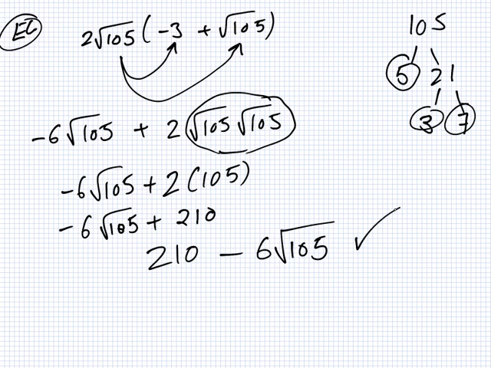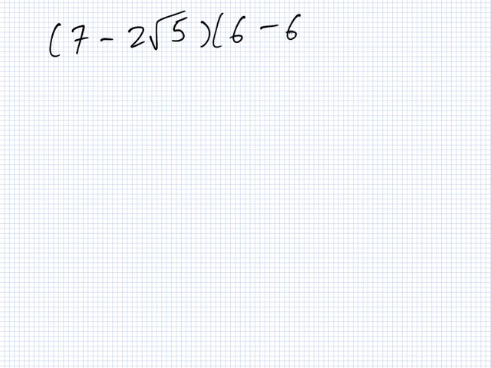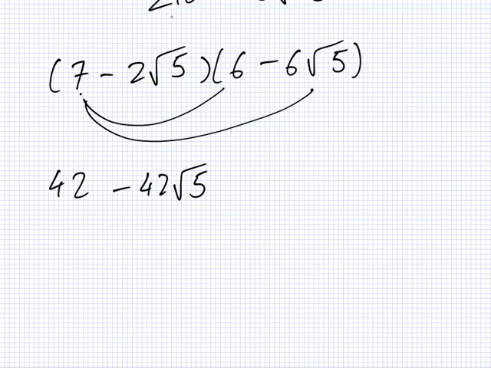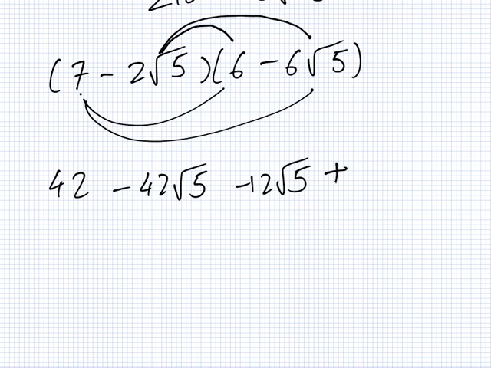Okay. Can I scroll down? Yeah. So next one now, we'll do this one. 7 minus 2 root 5, times 6 minus 6 root 5. Okay, so 7 multiplied by 6, that's a 42. 7 multiplied by this one is minus 42 root 5. This one multiplied by this one is a 12 root 5. And lastly, this one multiplied by this one is plus 12 times 5. Okay, so that's a 60, yeah.